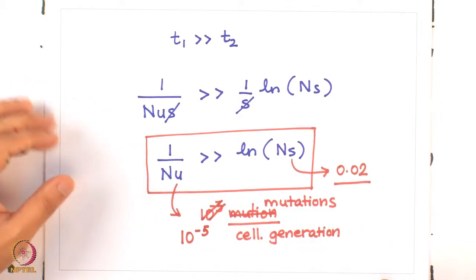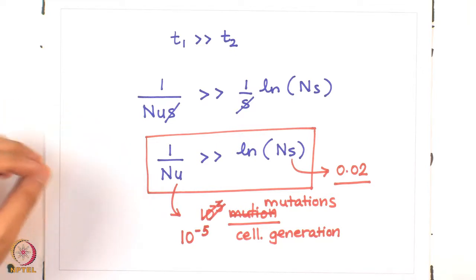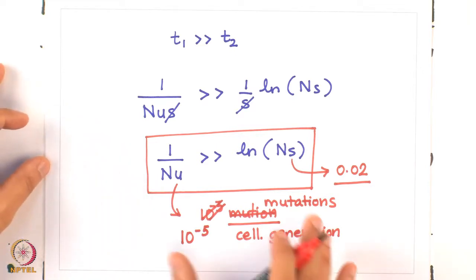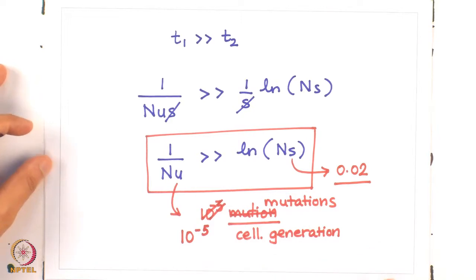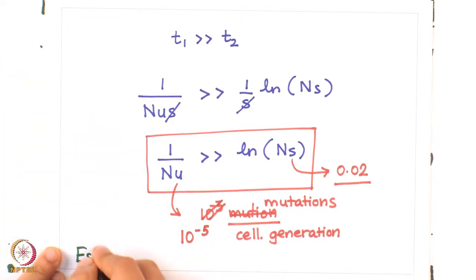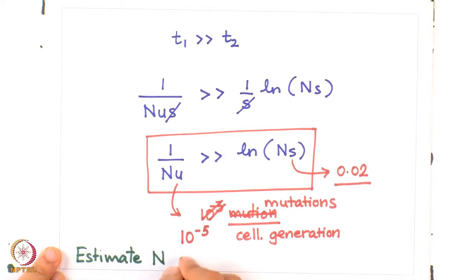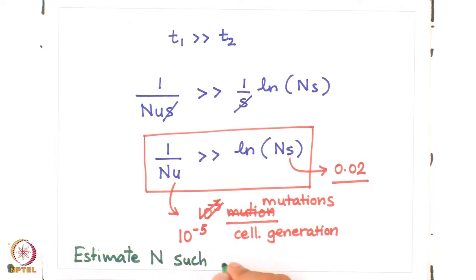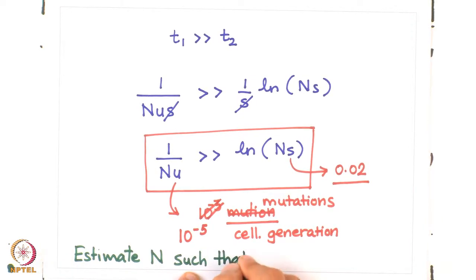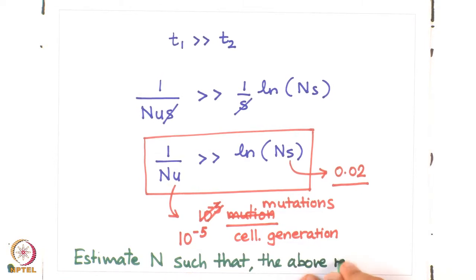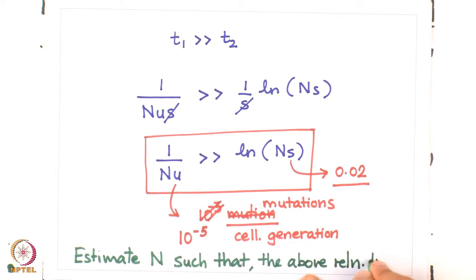Now, once we have these two numbers, I leave this as an exercise for you to solve this inequality and come up with an estimate of n such that, having plugged in these values of S and U, the above inequality holds.